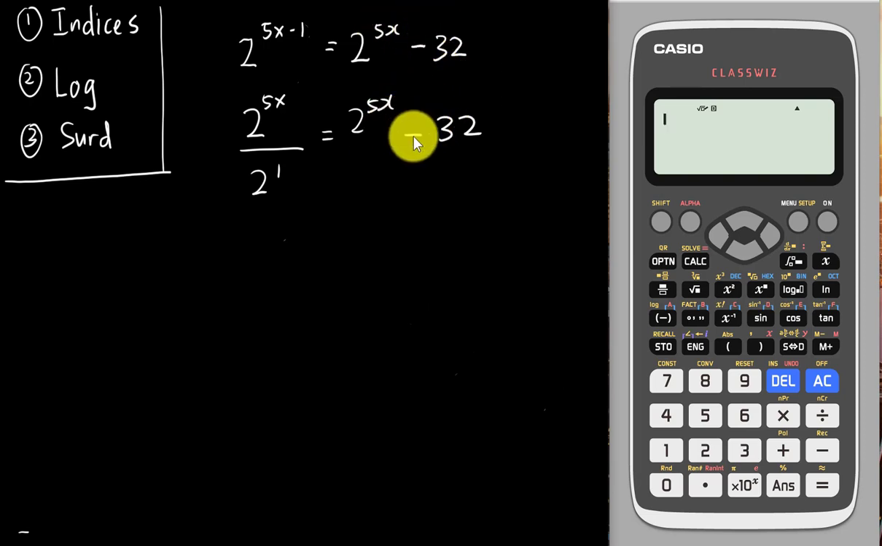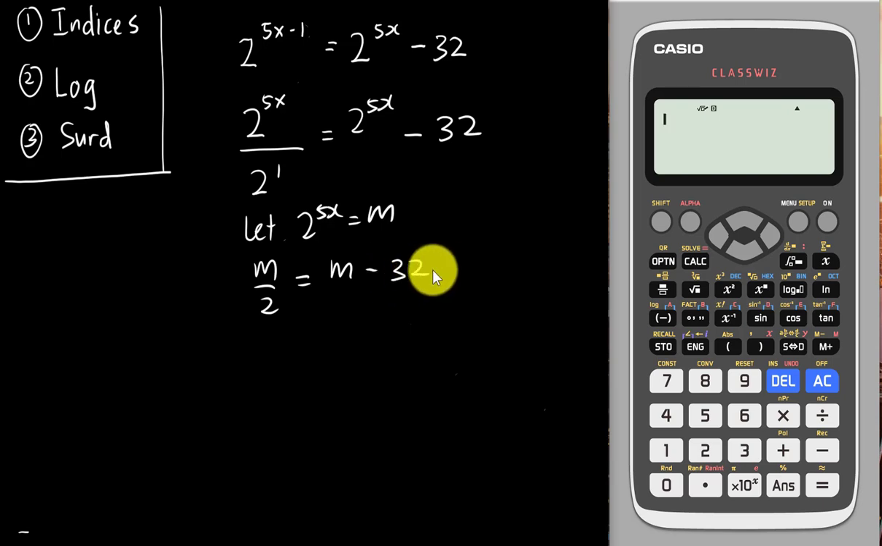Alright, then normally I prefer the substitution method. I will just let 2 power of 5x equal m. Then the whole question becomes so easy now. So m over 2 equals m minus 32. Alright, then I will just swap places and solve this equation. So I will have the 32 here. So 32 equals m minus m over 2.